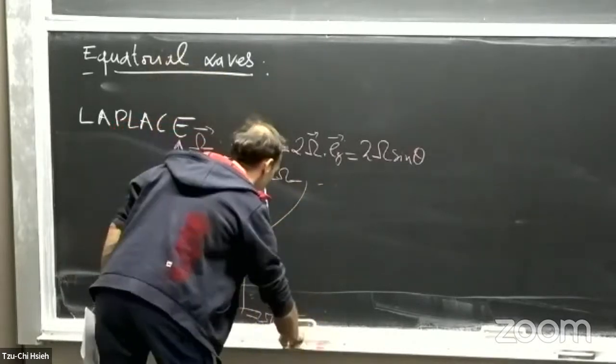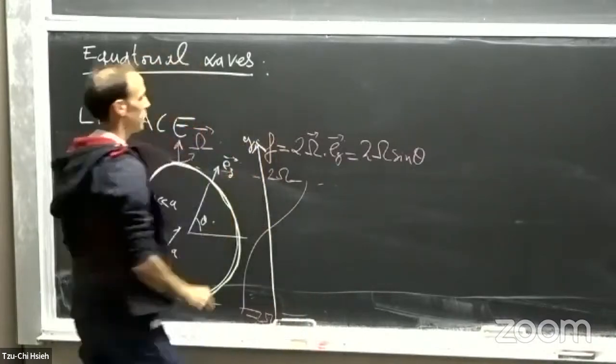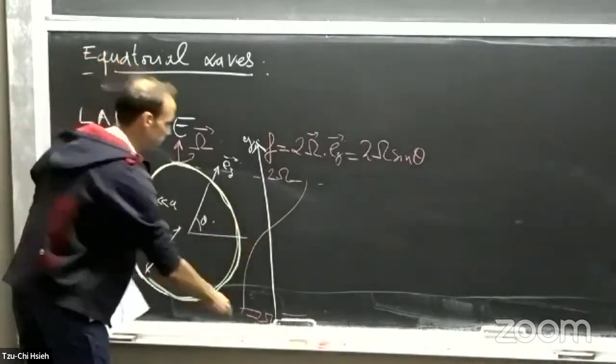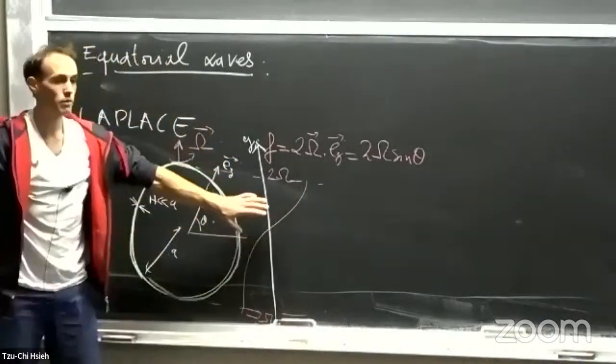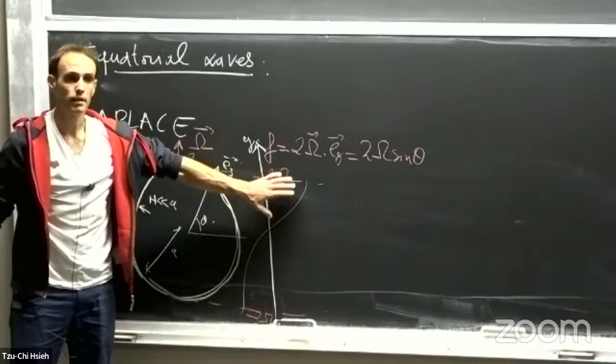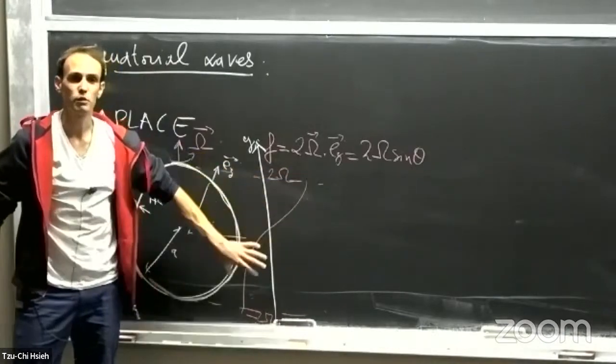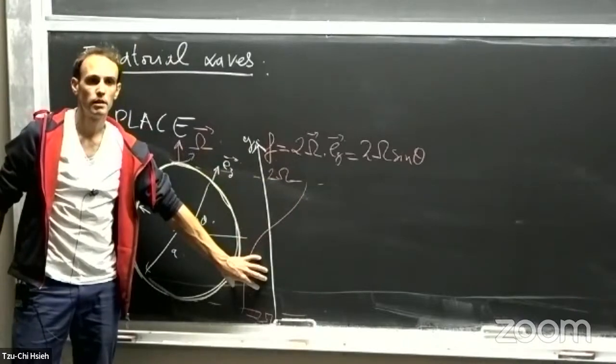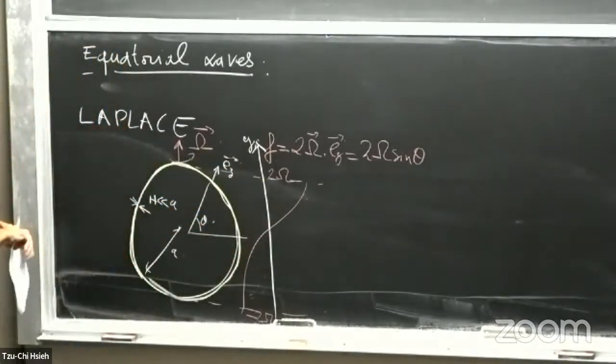So here it's y, and in red is f. And what I want to emphasize, and this is really important, is that we have an interface here between a northern hemisphere and a southern hemisphere, where f is positive here and f is negative here. This interface will be really important in the remainder of the lecture.